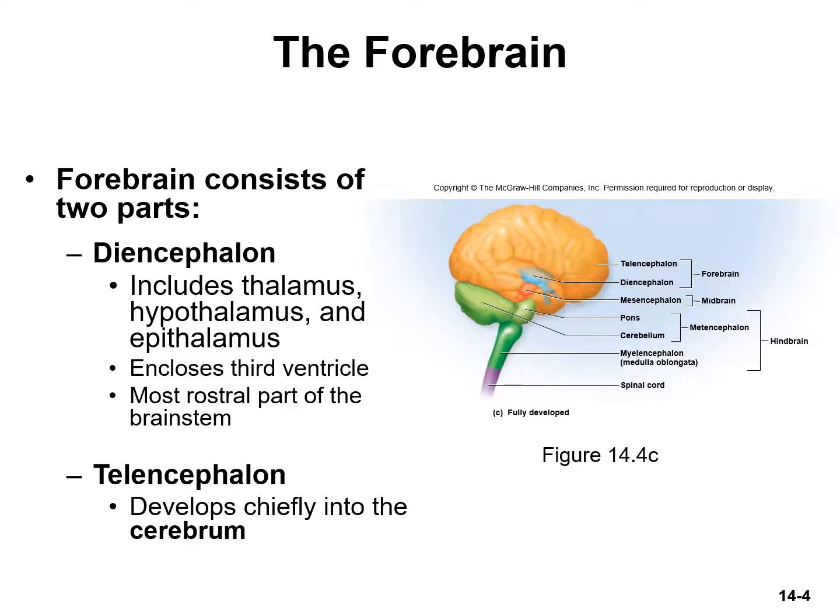The diencephalon is the most rostral part of the brainstem. Remember that rostral basically means towards the front or towards the nose. And then the telencephalon develops chiefly into the cerebrum, which will be the last part of the brain that I cover. Cerebrum, of course, is this whole structure in orange here, with the exception of part of the midbrain lying deep to this cerebral matter.